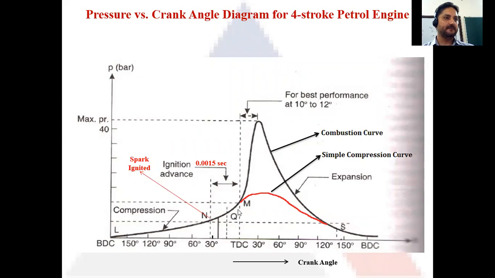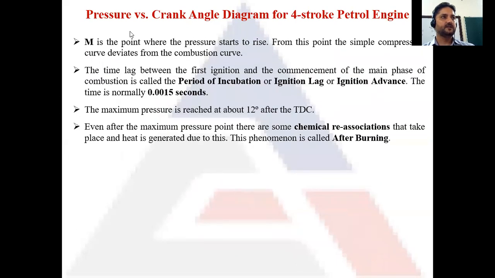From N to M, you can see that the pressure rise is gradual. It is not immediate, so it is not noticeable at this point. M is the point where the pressure starts to rise. From this point, the simple compression curve deviates from the combustion curve.